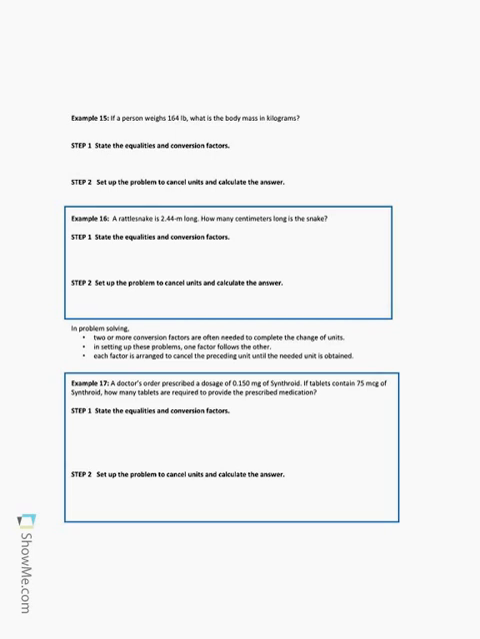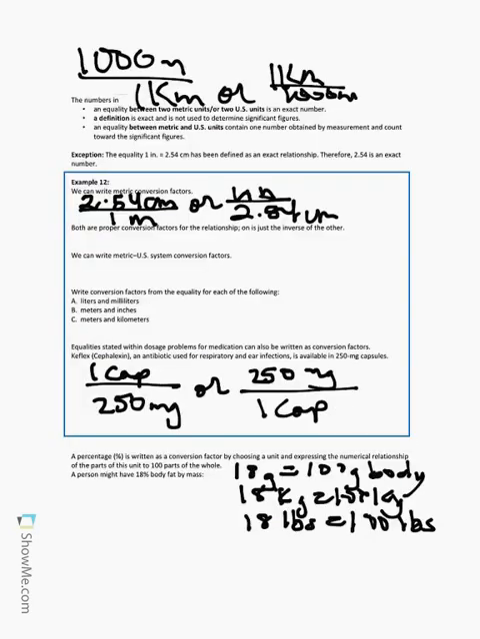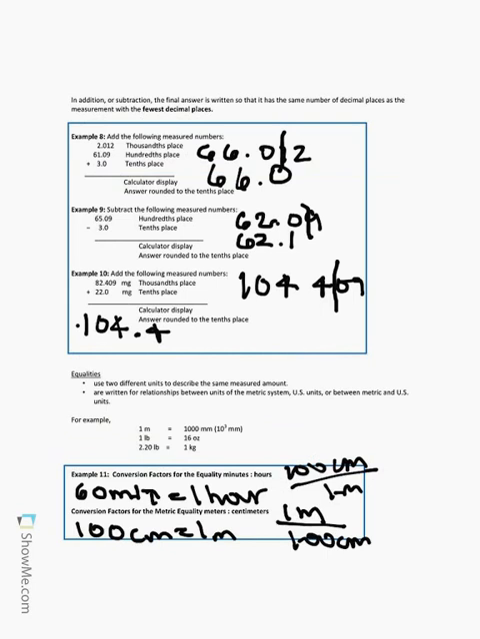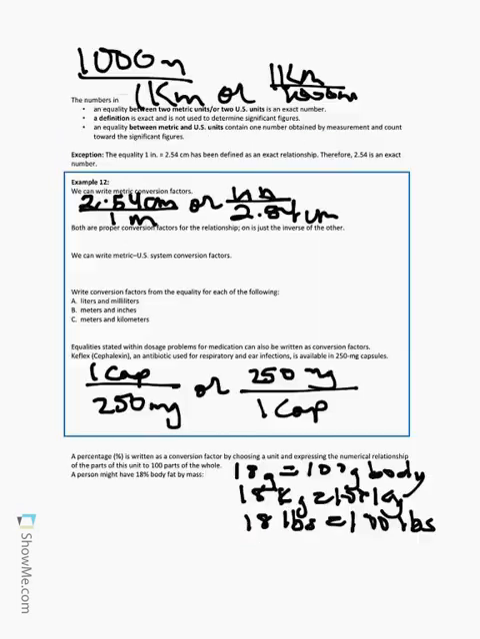Example 15. A person weighs 164 pounds. What is their body mass in kilograms? So step 1 says to state the equalities and conversion factors. We saw on our previous page, if we go back and look, that, let's see if I can find it here. There it is, 2.20 pounds equals 1 kilogram.